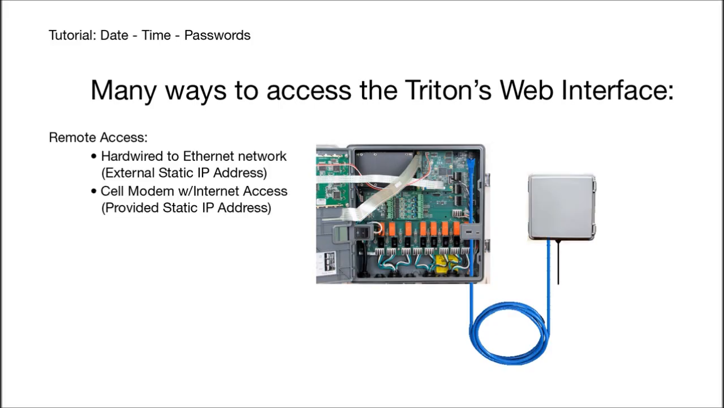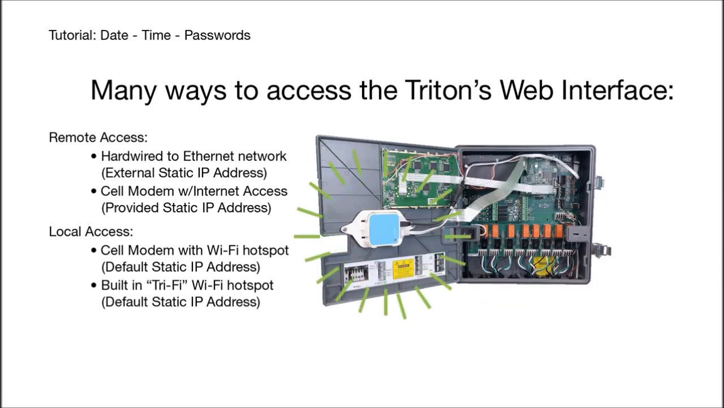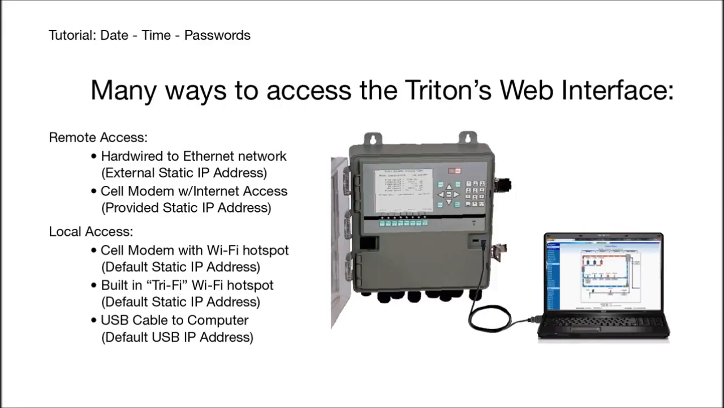Another option for remote access is an Ethernet connection to a cell modem. There are also options for local access, such as the built-in Wi-Fi hotspot of a cell modem. Another is a little device we call Tri-Fi that can be built right into the enclosure of the Triton. And a third option for local access is a simple USB cable connection.